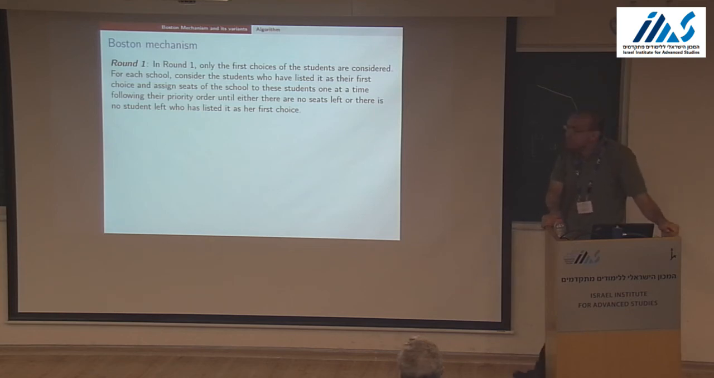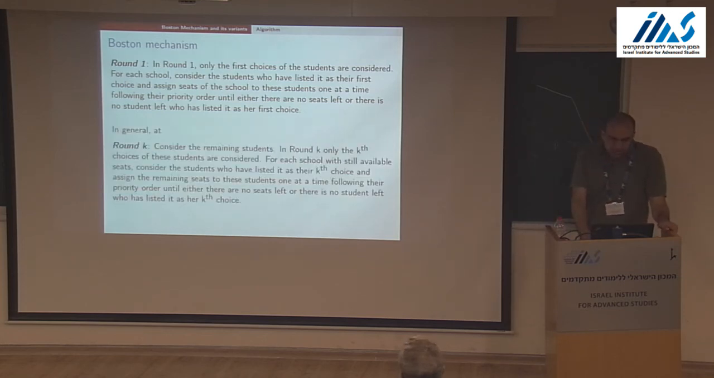In round one, we're only going to look at the first choices of students. We're going to go to each school and consider the students who have ranked it first and assign students one at a time according to the priority order, until there are no seats left or there is no student left who's listed as her first choice. So if Eric has applied to a school first and he's high enough priority, he will be assigned to that school, and he's immediately accepted.